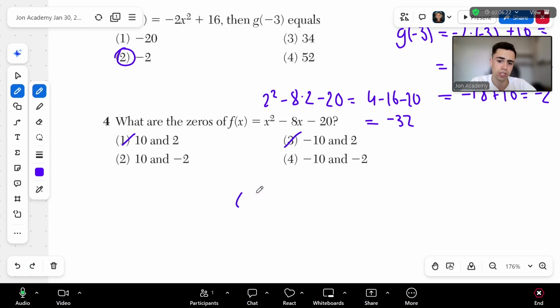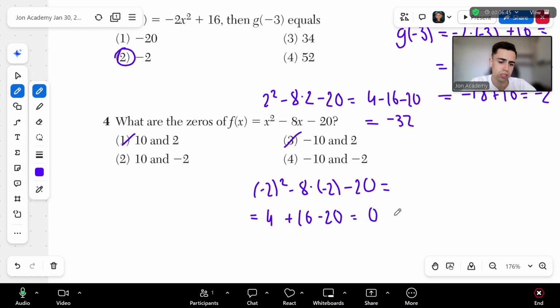Well, minus 2 is already in both, no? But just to make sure, let's try minus 2 also. Minus 2 squared minus 8 times minus 2. Always write the brackets when you plug something into a function and it's a negative number. And what can we see here? This is going to be 4 plus 16 minus 20. So this one works, no? So it's equal to 0. Therefore, minus 2 is a root, a 0 of this function.